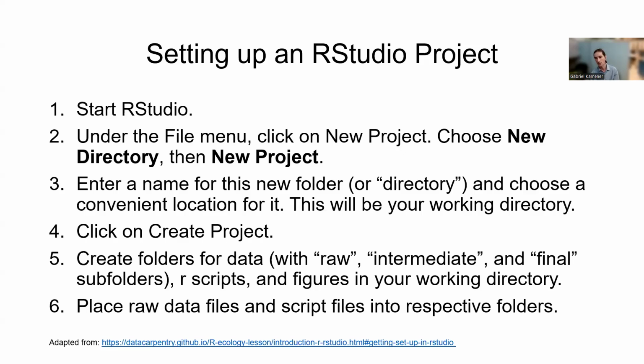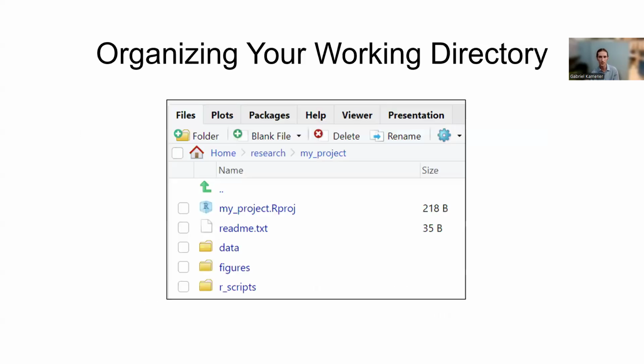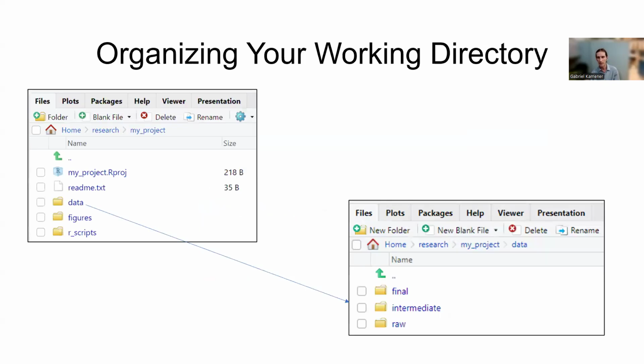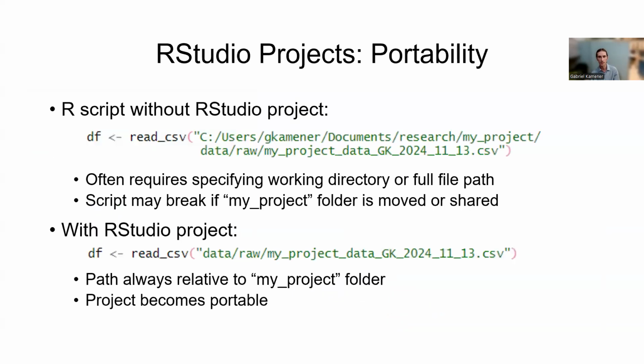You would also have a folder for R scripts and figures in your working directory. And then finally, you place your raw data files and script files into their respective folders. And so an RStudio project would look something like this. We have the .rproj file that organizes your project, a README file that would provide documentation on how a user should use the project, the data folder, folder for figures, and folder for R scripts. And so within the data folder, you've got the raw, intermediate, and final subfolders.